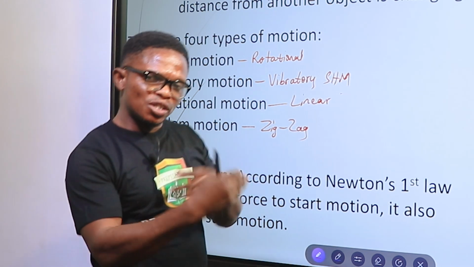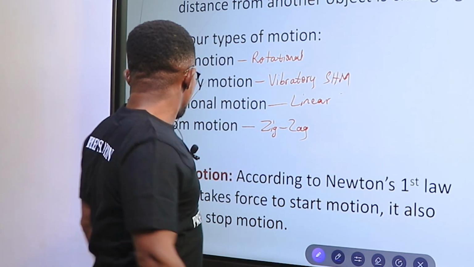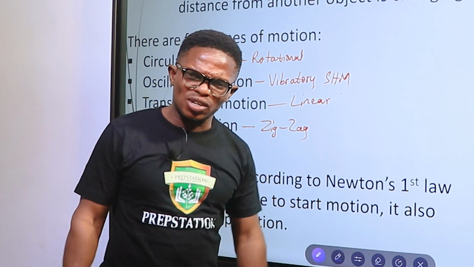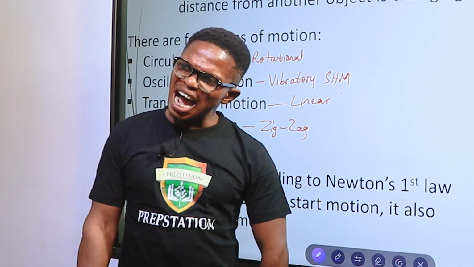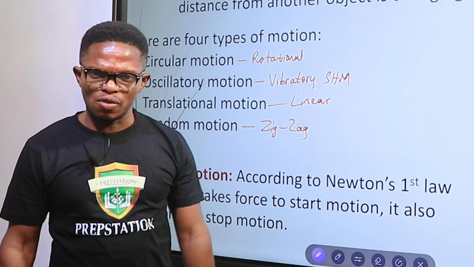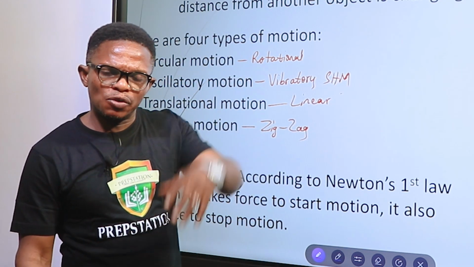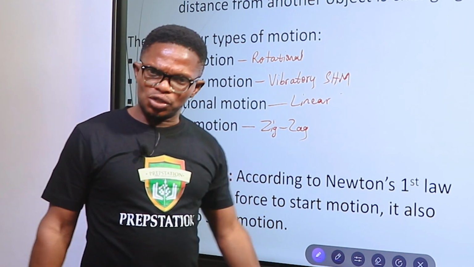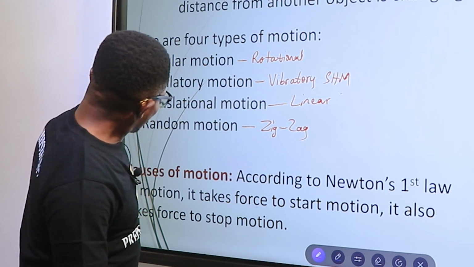So the motion of a rigid body is known as translational motion. Then number 4 is random motion, also known as zigzag motion. When an object undergoes motion without direction, it is called zigzag motion. For example, the diffusion of gas, the diffusion of smoke, the movement of dust particles in air is called zigzag or random motion. So let's move.